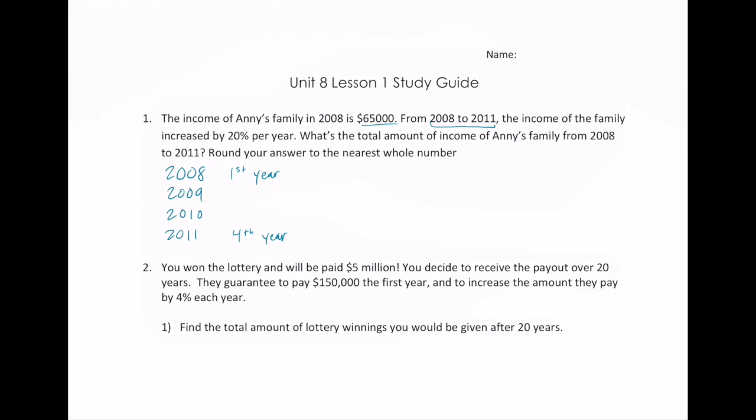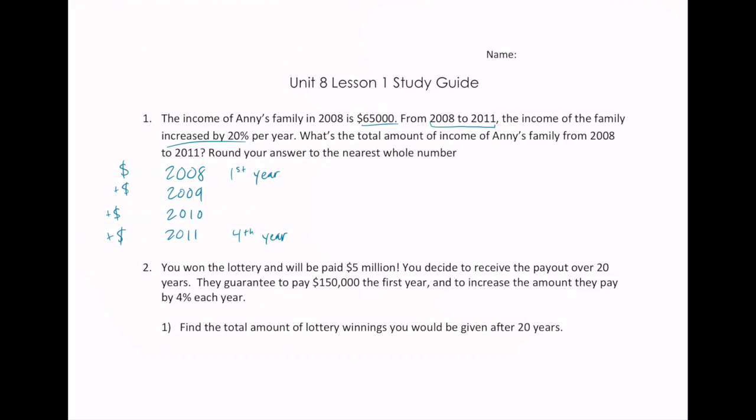We know that the amount of money increases by 20% every year. And then the total amount of income, that's what we want to find. So the money from this year added to the money from 2009, added to the money from 2010, and finally added to 2011.